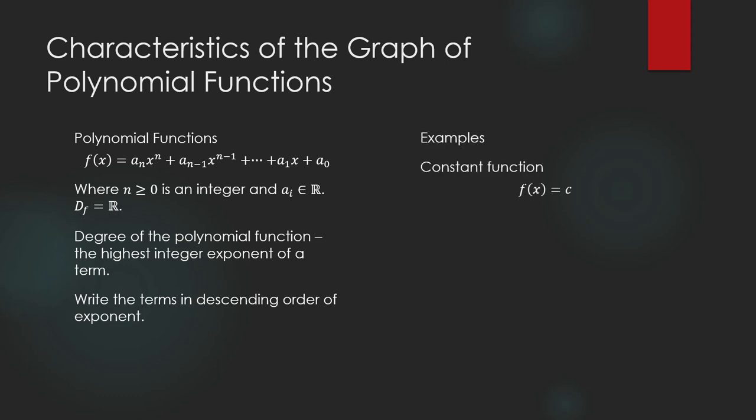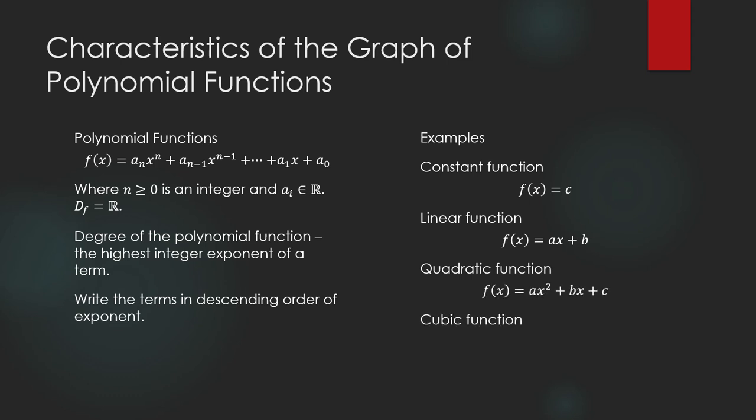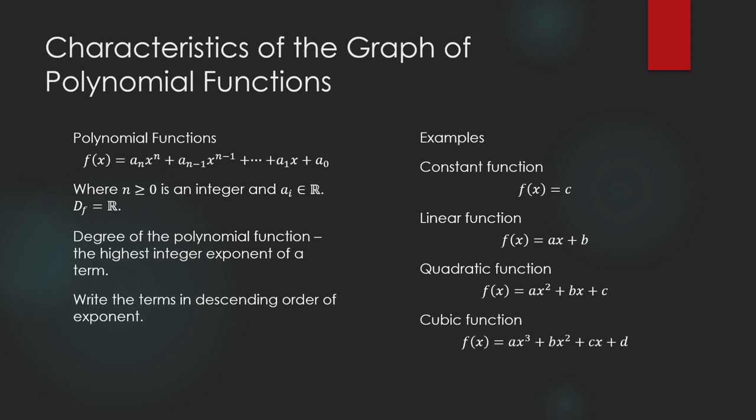So for example, a constant function is a degree 0 function, a linear function is a degree 1 polynomial function, a quadratic function is a degree 2 polynomial function, and a cubic function is a degree 3 polynomial function.